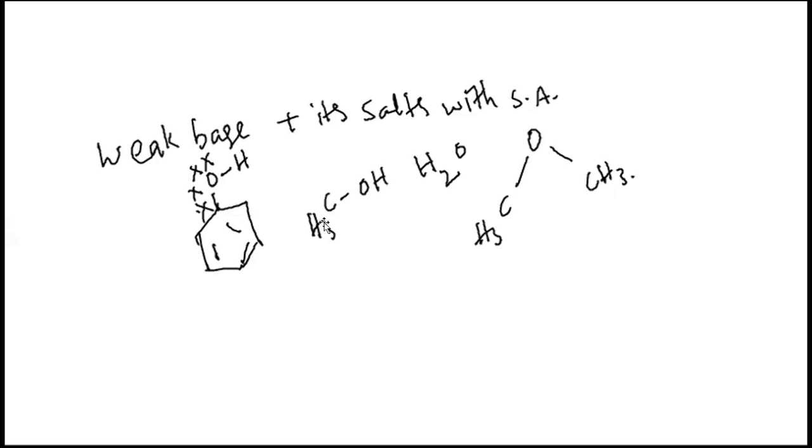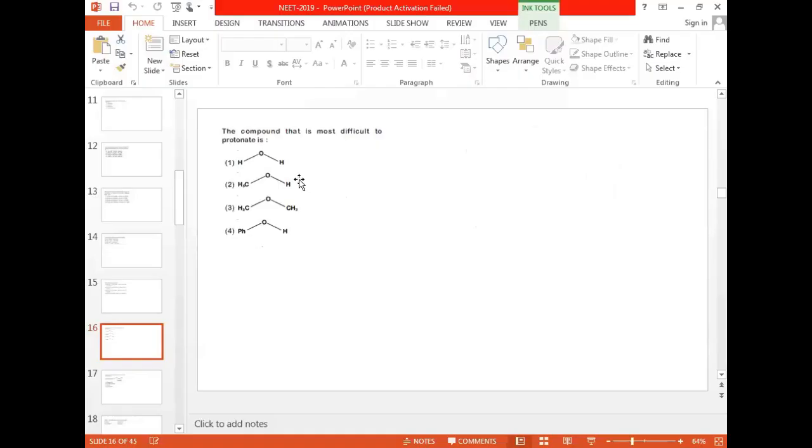So it's phenol and OH, sir. Phenol, sir. That Ph is the phenyl group. What is the question actually? Read the question. The compound that is most difficult to protonate. Which one is most difficult to protonate? Phenol only. So I thought option 4. Option 4 only given. Okay, sir.